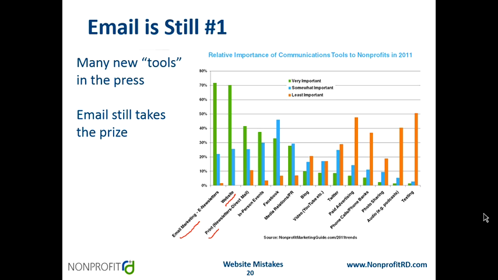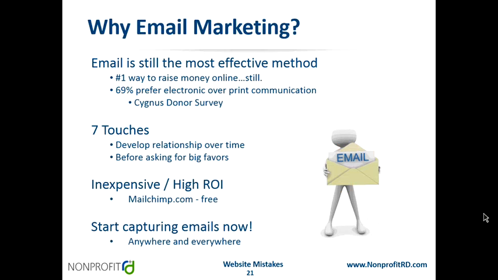Then it starts dropping pretty severely when you get down into things like Facebook, their blog, Twitter, and something like texting is valued as important by almost nobody. So we want to focus on those high ROI items, and that is email marketing. It is still the number one way that most nonprofits make money online. It's not Facebook, it's not Twitter, it's not text messaging. It is sending out an email to your supporters, telling them an amazing story and then a fundraising campaign that you're launching, sending them back to your website and asking them to donate.